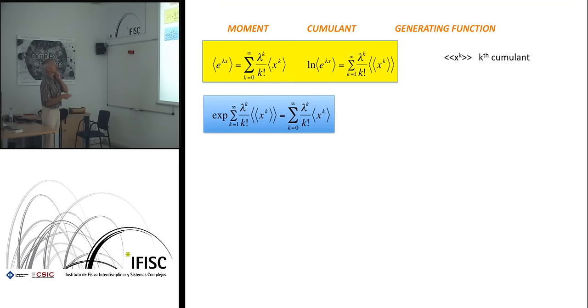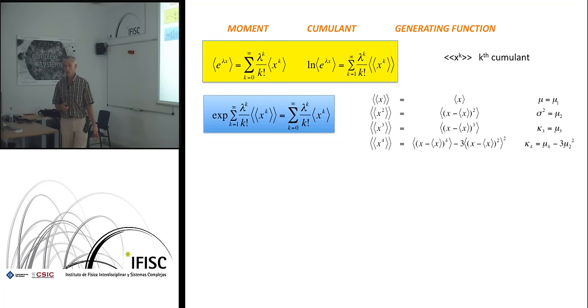And so I can expand this sum. I know what this is. It looks like a very tedious procedure, but I can do it, of course: expand this exponent, and then identify the same powers of lambda. And if you do that, you will find that the first cumulant is the first moment. The second cumulant is the dispersion, the second sample moment. The third cumulant is the third sample moment. And then you think you're there, but it's not true. The fourth cumulant is the fourth sample moment minus 3 times the square of the dispersion, and so on.